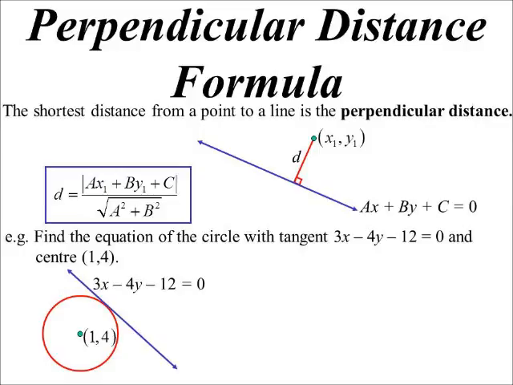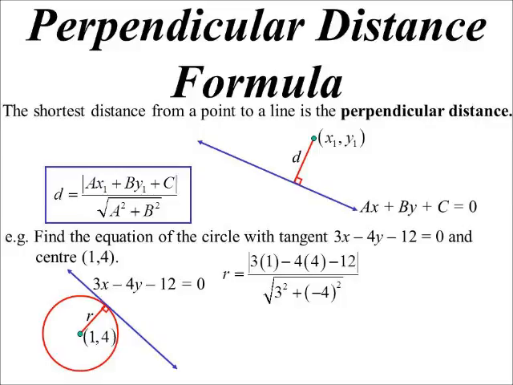So the radius is always perpendicular to the tangent. So the perpendicular distance of the centre to the tangent will always be the radius. Okay, so let's sub it into our formula. So in general form, we have 3x minus 4y minus 12. Sub in the point, 1, 4. So 3 times 1 minus 4 times 4 minus 12. Absolute value, because we don't care whether that's positive or negative.